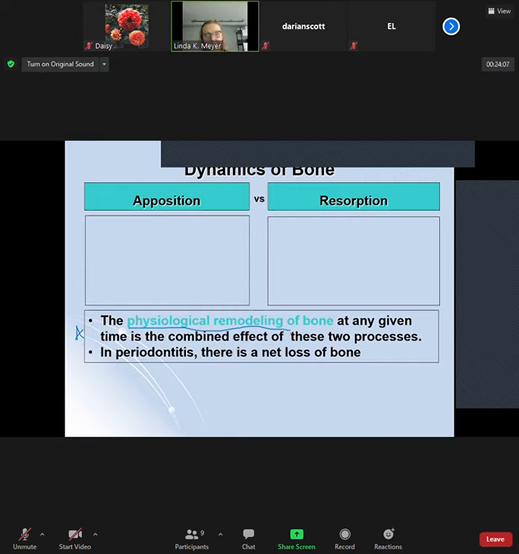So when we see a bone at any given time, what we're seeing is the combined effect of apposition and resorption. And in head and neck anatomy, when you're studying your skulls, they're going to stay the same because it's not in a living person, but bone is constantly remodeling. And in disease, we're going to see a net bone loss.